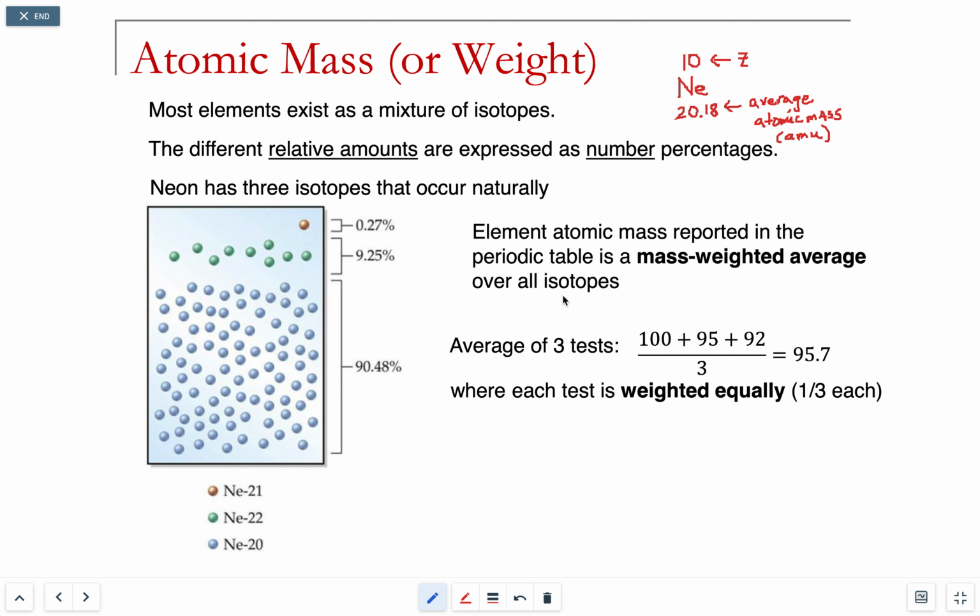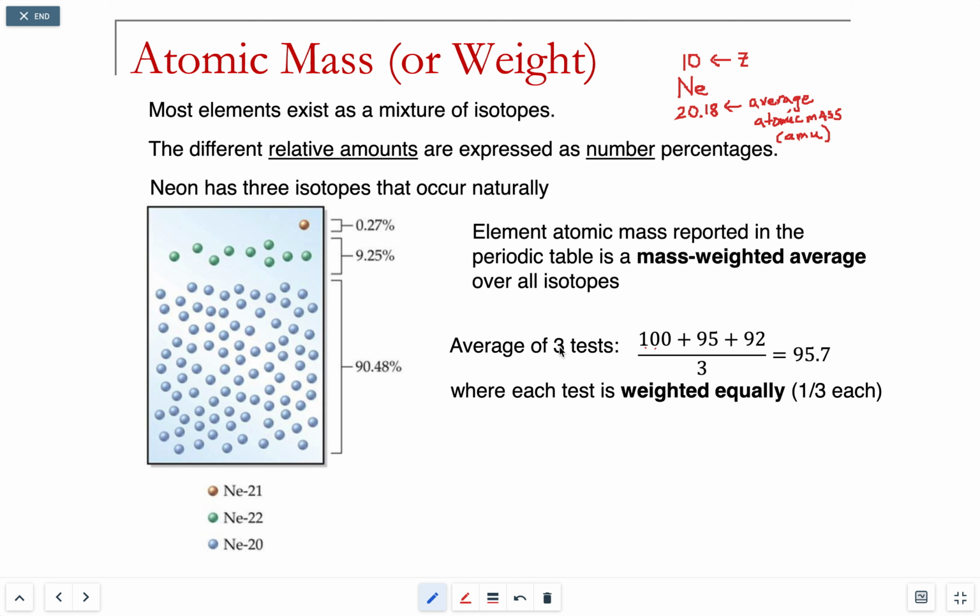Now, what's actually happening here, you can look at it this way, but the other way you can look at it is that the weighting factor of each exam is the same. It's 1/3 each. In other words, we could rewrite this as 100 times 1/3 plus 95 times 1/3 plus 92 times 1/3, and we have the same thing, right? So the 1/3 is equal for all of them. We're treating each test equally.